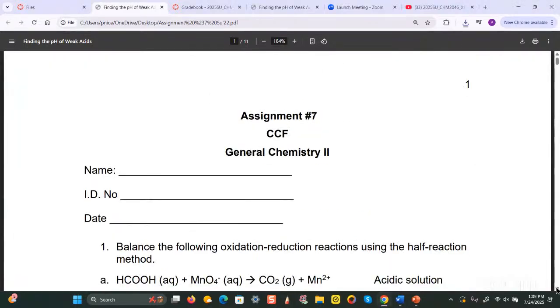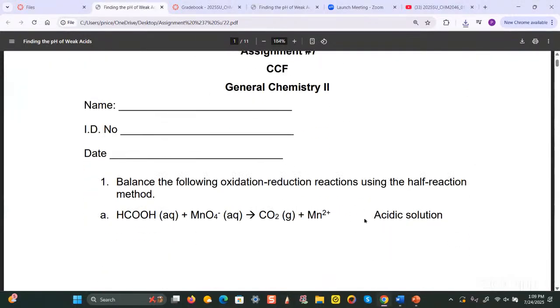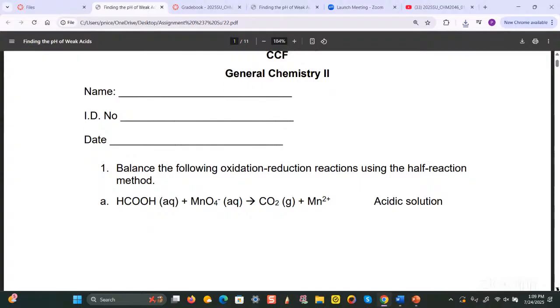Okay. Now you'll notice it says here acidic solution. I'm going to talk about how things are different in a basic environment, but that's for later on. I want to make sure that you master this now so that when it gets to the basic situation, you'll have very little issues, all right? So this question is asking for you to balance the following redox reactions using the half reaction method.